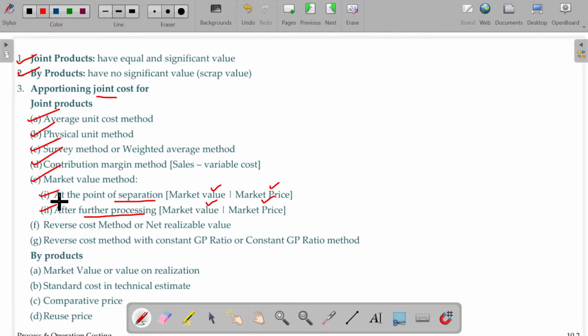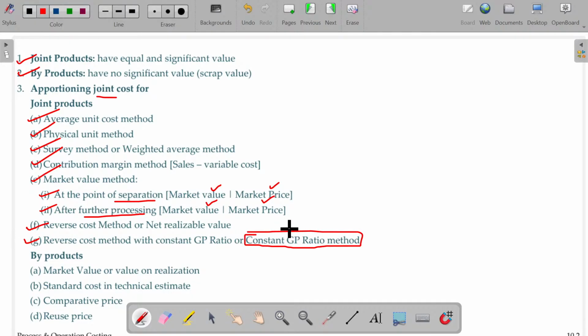We have seen all the illustrations. The predominant method you have to understand is nothing but the reverse cost method or NRV method, the last method we have seen. And in the reverse cost method or NRV method, there is a slight variation which is considered, which is nothing but the constant GPR method.